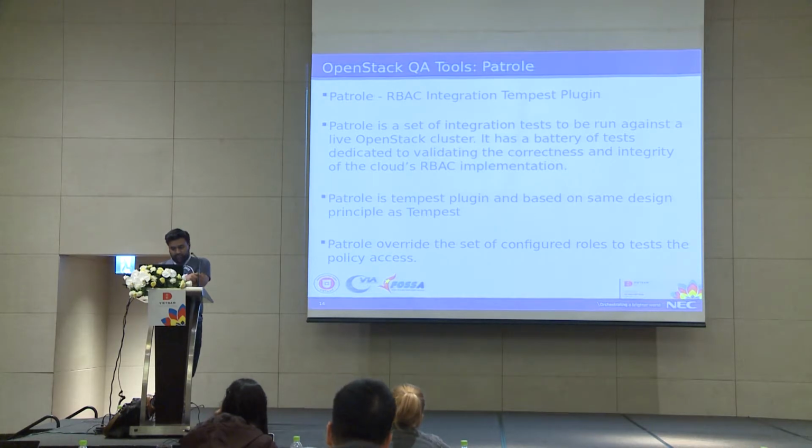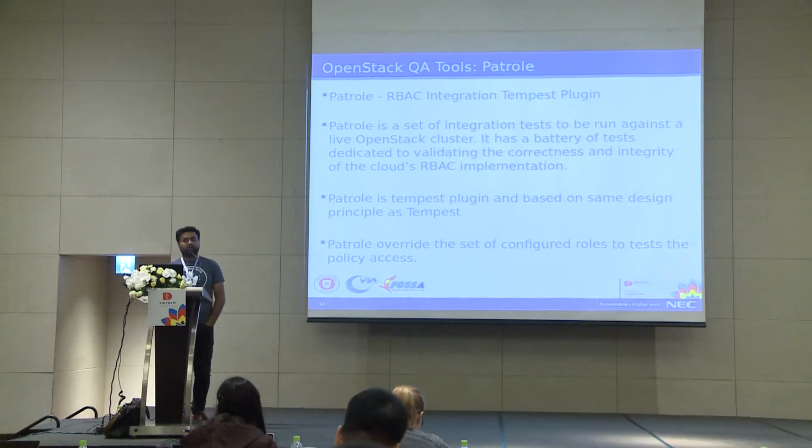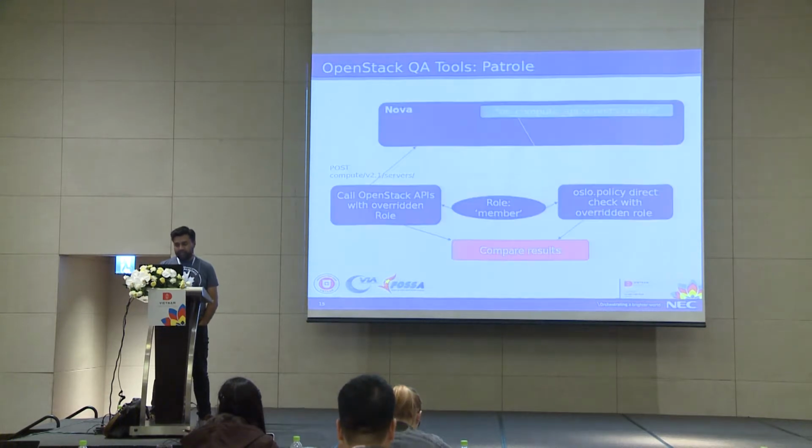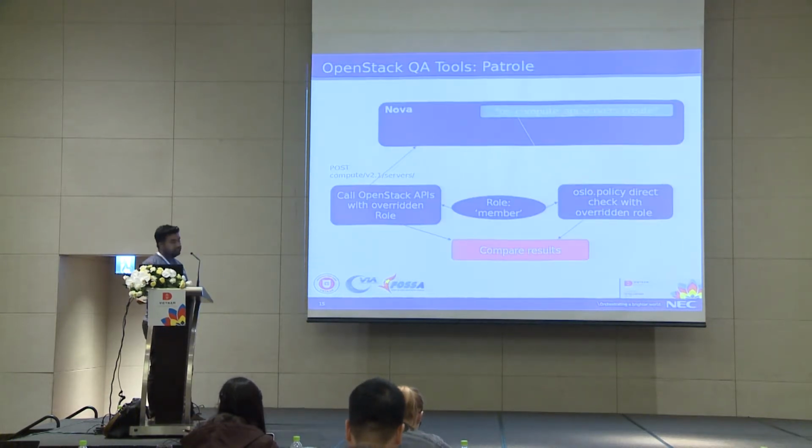And how do you do that? It has a set of configured roles. So on the same Patrole run, you can define a set of roles, like member, reader, admin, non-admin, or some other normal user. And the Patrole test will run against each role and will detect whether that role should be able to access the operation or not. If there is any mismatch, it will fail the test case. So in the next slide I will tell exactly how it does that.